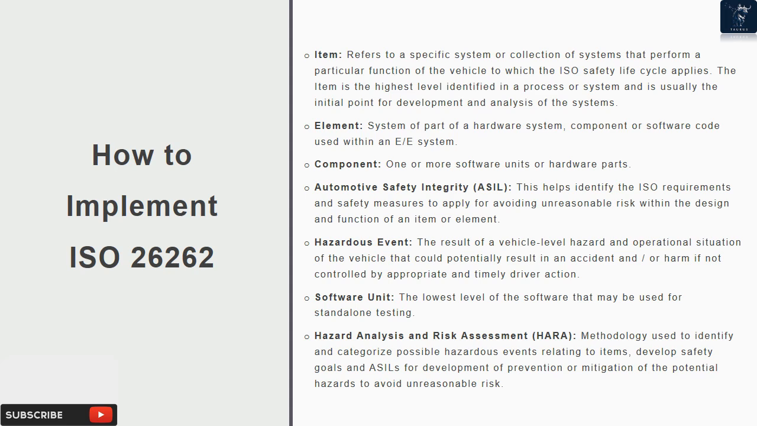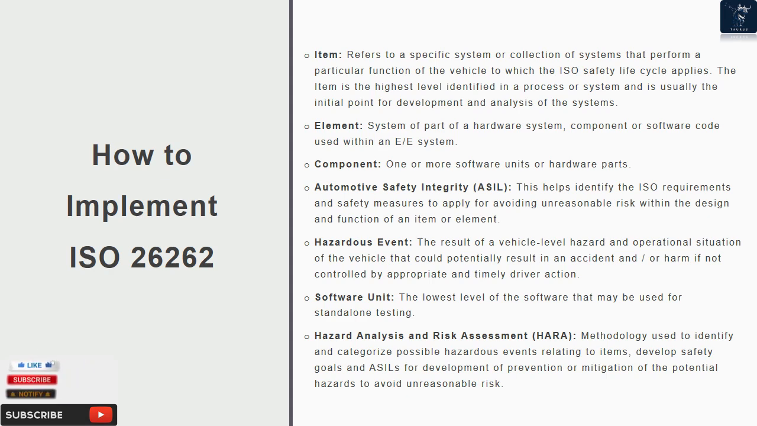The item is the highest level identified in a process or system and is usually the initial point for development and analysis of the systems. Element: system or part of a hardware system, component, or software code used within an E/E system. Component: one or more software units or hardware parts. Automotive Safety Integrity Level, ASIL: this helps identify the ISO requirements and safety measures to apply for avoiding unreasonable risk within the design and function of an item or element.